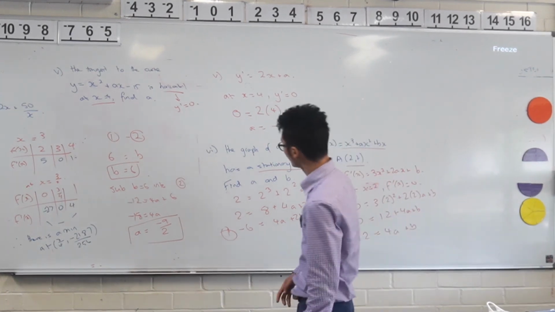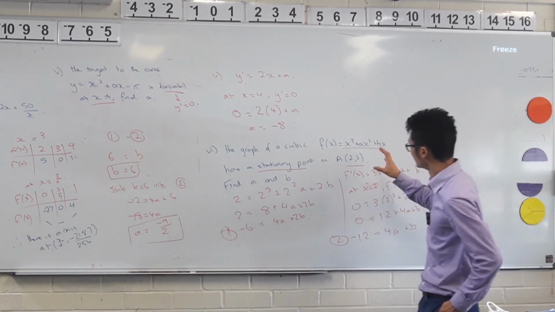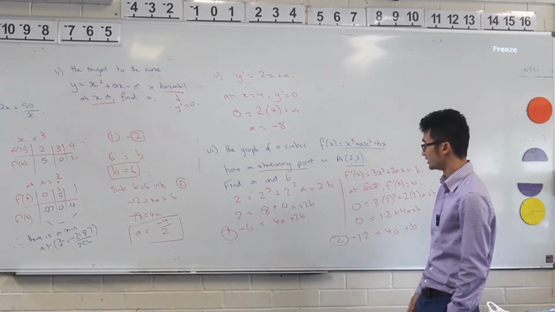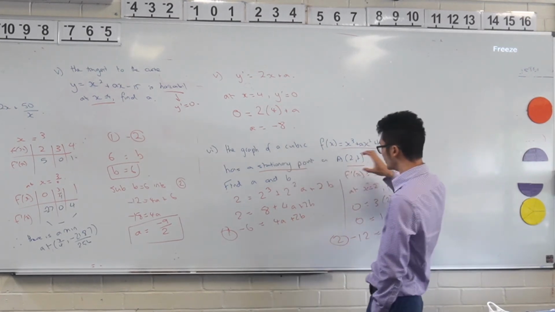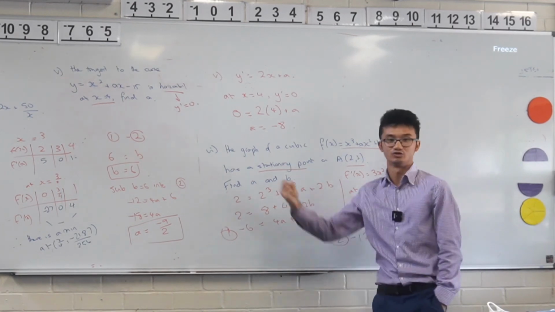Perfect. Okay, so that's how you can create a simultaneous equation out of the information that you're given here. You need to make sure you're utilizing every piece and putting them together in order to solve this problem.